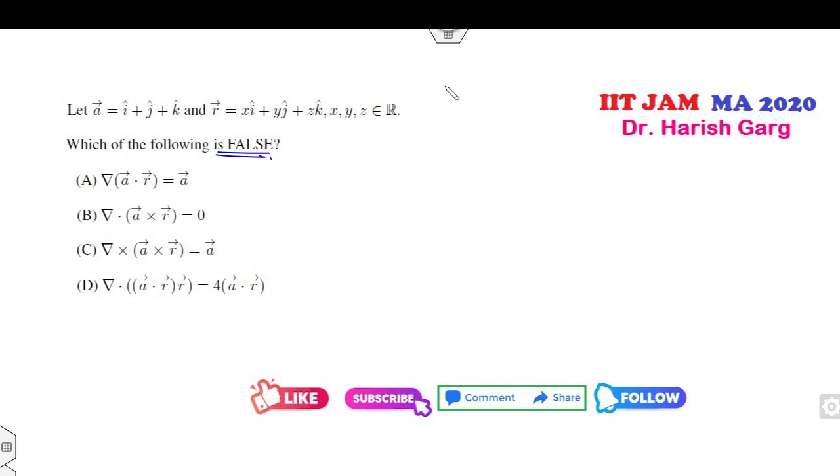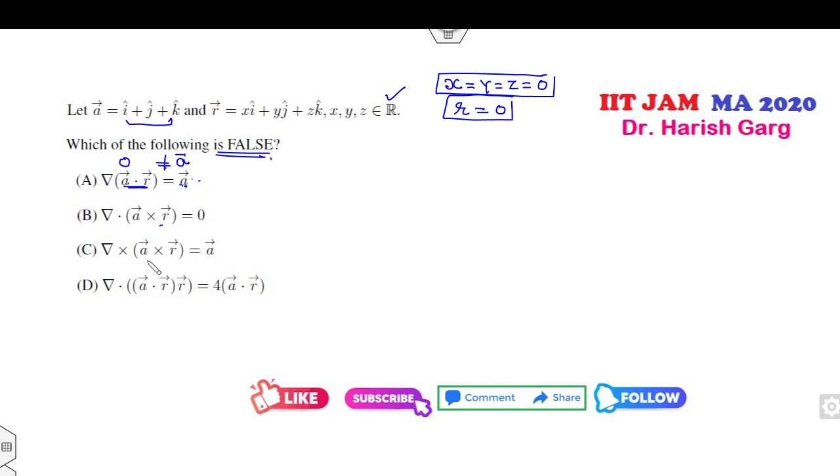x, y, z. So let's say I choose x, y, z all as 0, because this is a part of R. Then your R will be 0. If R is 0, then the gradient of this value is also 0, but A is non-zero. The left hand side is 0, which is not equal to A. So that is a false statement.